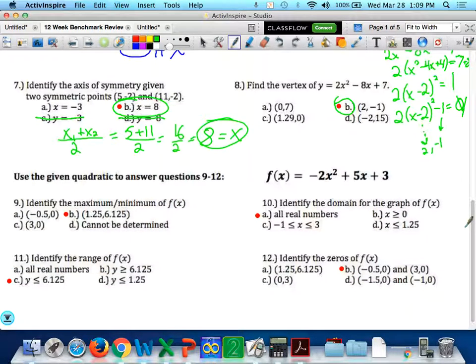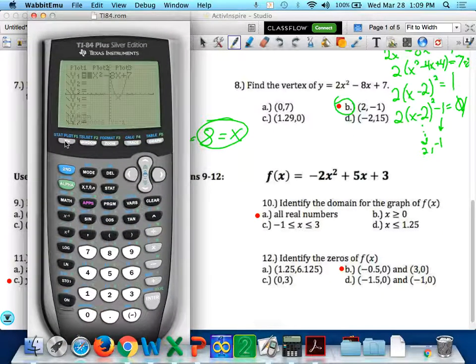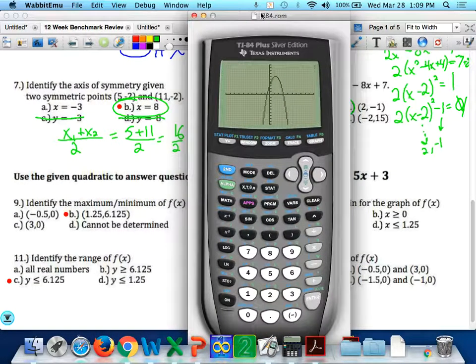Number 9, 10, 11, and 12 all work off the same function. It's given up above it in bold. So I'm going to just start off by graphing that because I want to know what it looks like for all of these problems. -2x squared plus 5x plus 3. I hit zoom 6. I'm about to answer a bunch of questions about this parabola. Thankfully, it's a nice one that fit on the page.